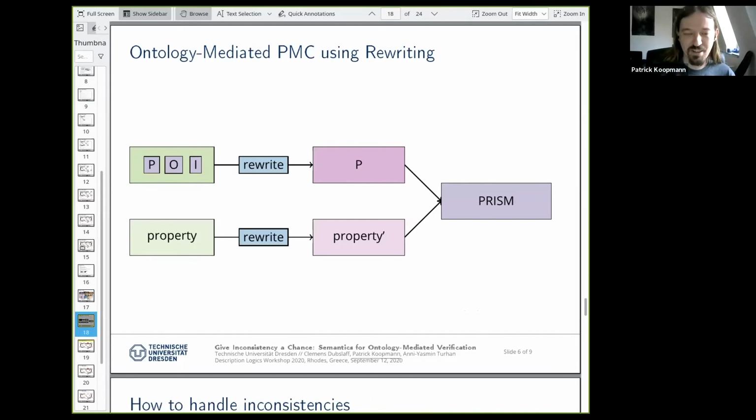Now to the question, what does this have to do with rewriting? Our technique to perform model checking on these ontology-mediated programs actually uses a technique which can be called rewriting. Basically what we do is, we're given an ontology-mediated program and a property, and we rewrite both into a new program and a new property, which can be checked using a standard tool called PRISM. And this has been implemented and evaluated in a previous paper at IFM last year.